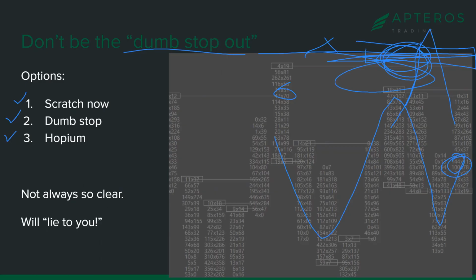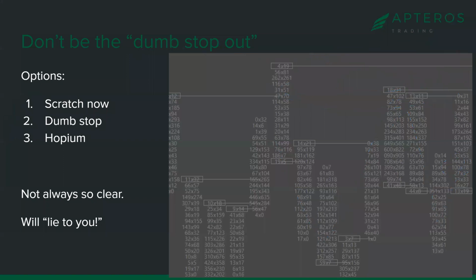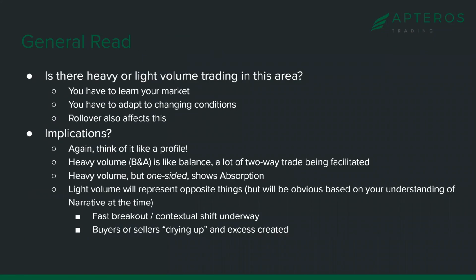It's not always so clear though, right? This is a good example where you see multiple. It's incomplete almost every time it goes up there. That's a pretty telltale sign. We can also look at the footprint chart and get a general read, right? Is there really heavy volume? Is it really light volume?